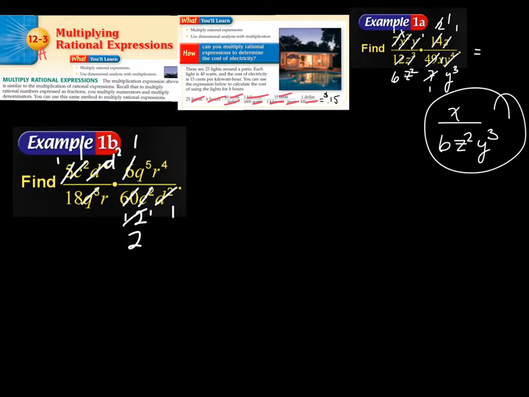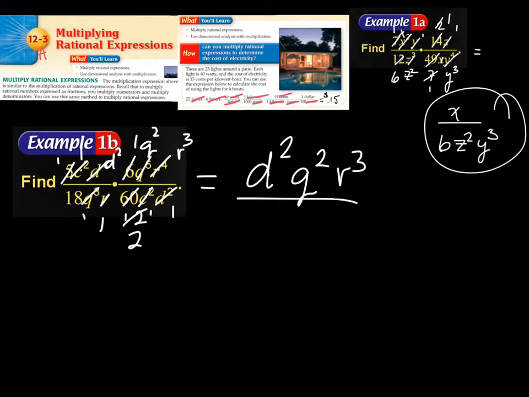The q cubed cancels with the q to the 5th. Power divided by power, we subtract exponents, so I have q squared. And r cancels with r to the 4th, so now I have r to the 3rd. So in the numerator, I've got a d squared, q squared, and r cubed left. Over the denominator, looks like all that's left behind is 18 times 2, which is 36.